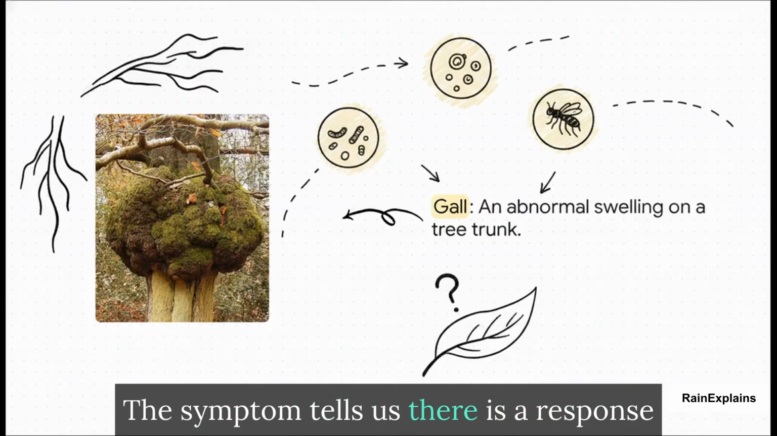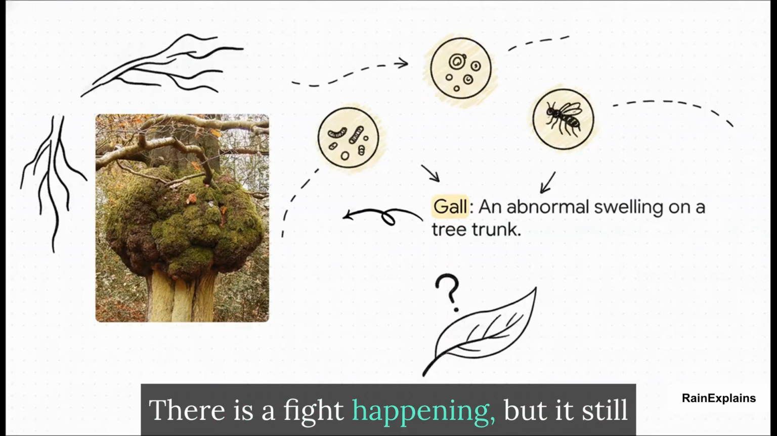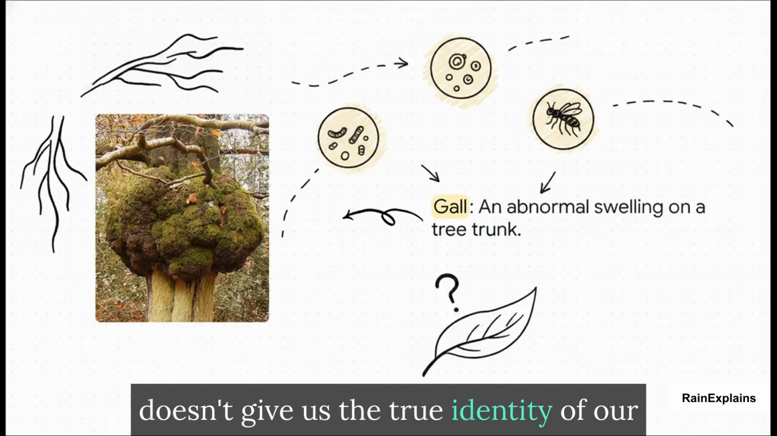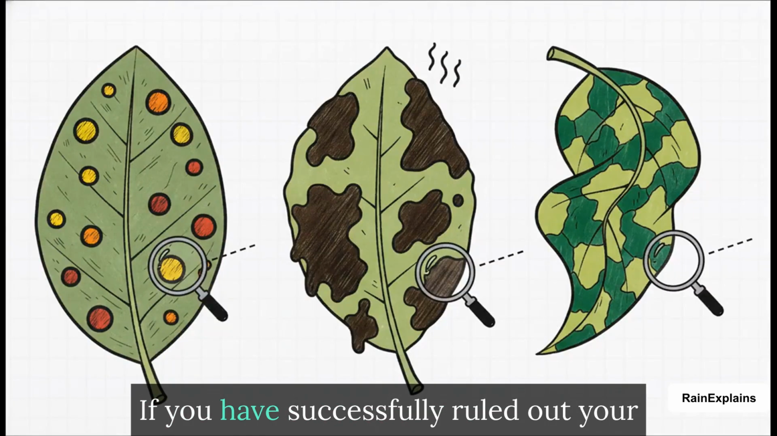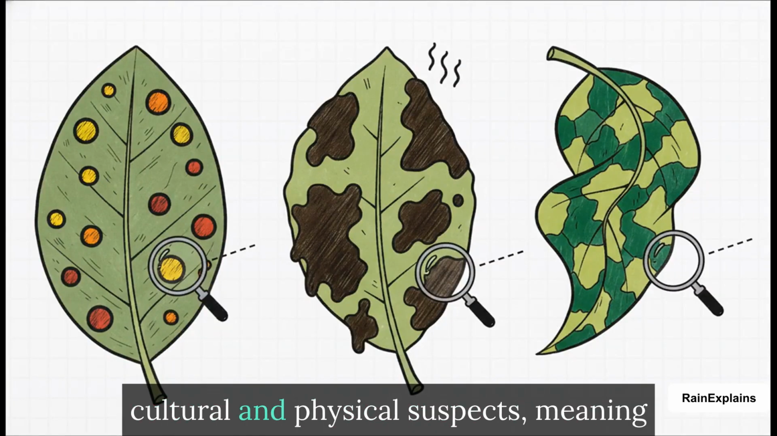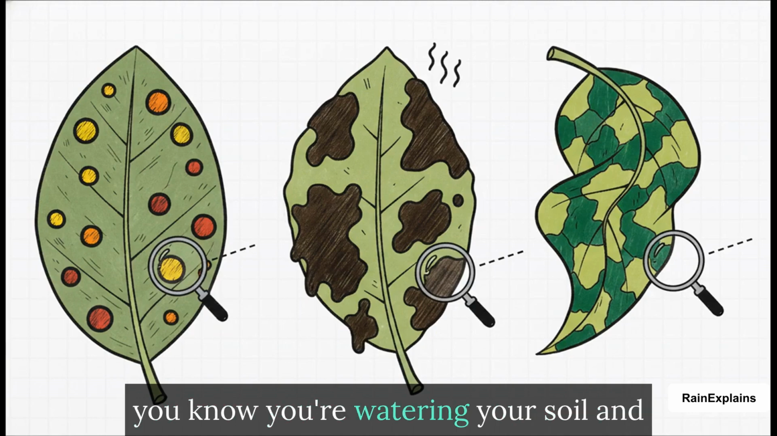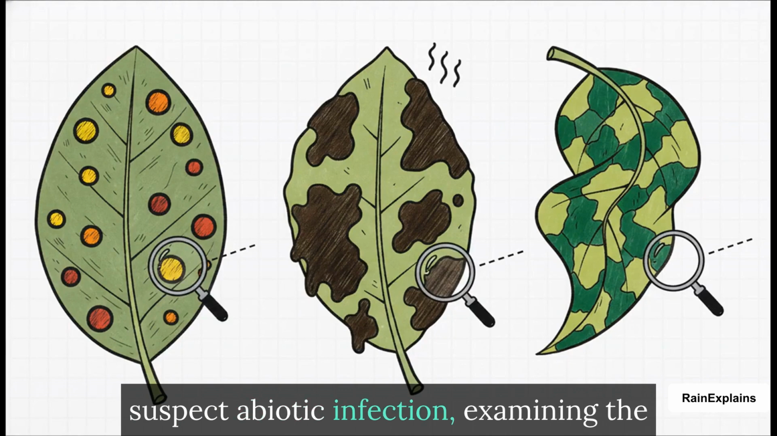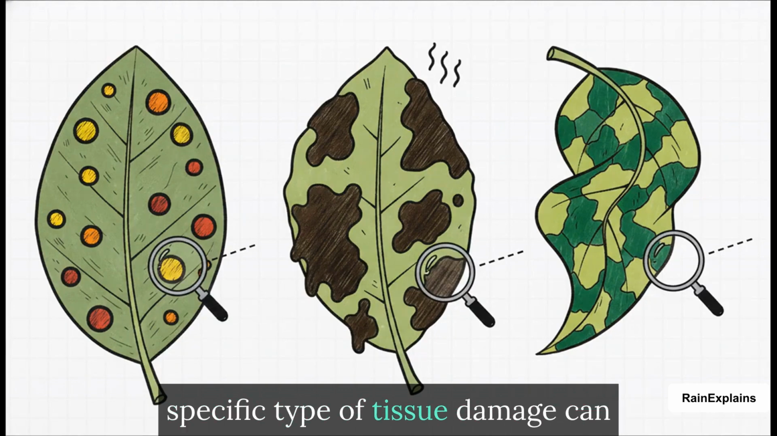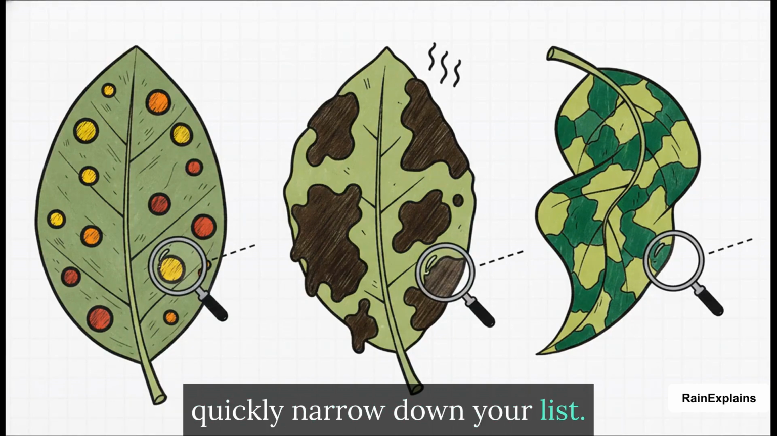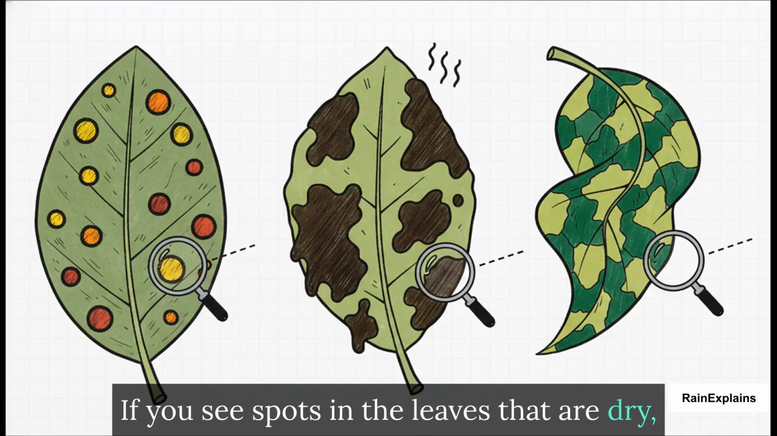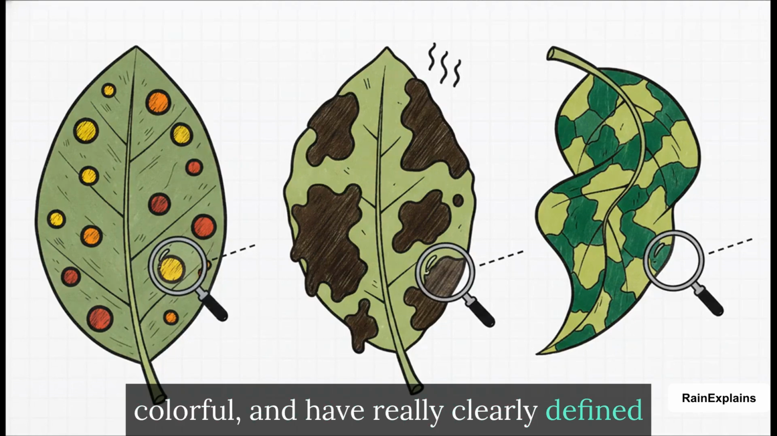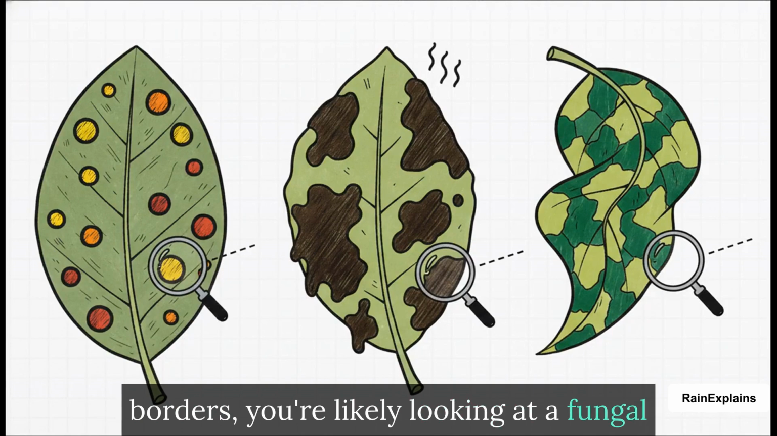The symptom tells us there is a response, there is a fight happening, but it still doesn't give us the true identity of our suspect. If you have successfully ruled out your cultural and physical suspects, meaning you know your watering, your soil, and the weather are all optimal, and you suspect abiotic infection, examining the specific type of tissue damage can quickly narrow down your list. If you see spots in the leaves that are dry, colorful, and have really clearly defined borders, you're likely looking at a fungal issue.